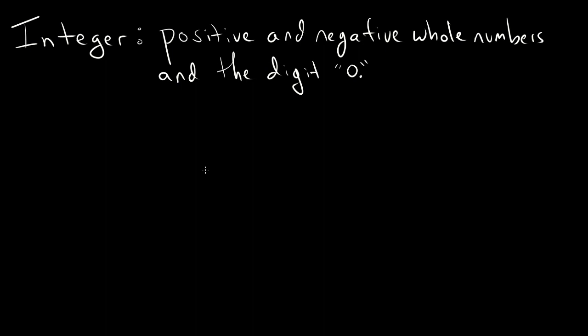Today we're going to briefly go over integers and describe what they are and how we can determine if a number is an integer. So integers are positive and negative whole numbers and the digit 0. And you can see that that's written up here, positive and negative whole numbers and the digit 0.